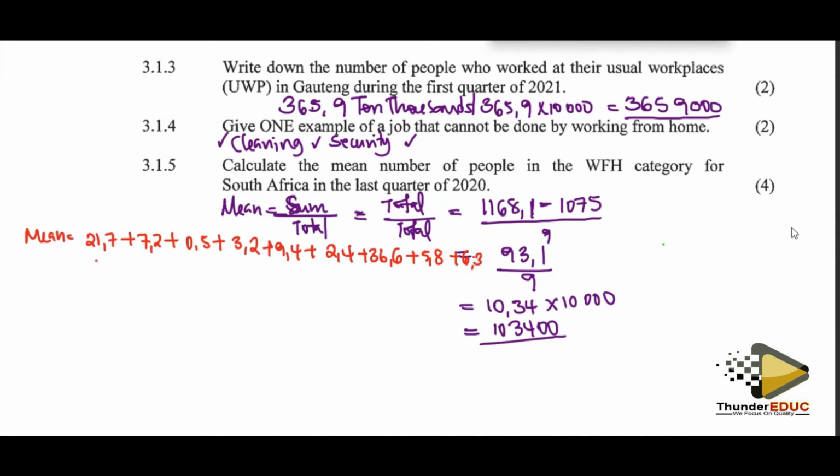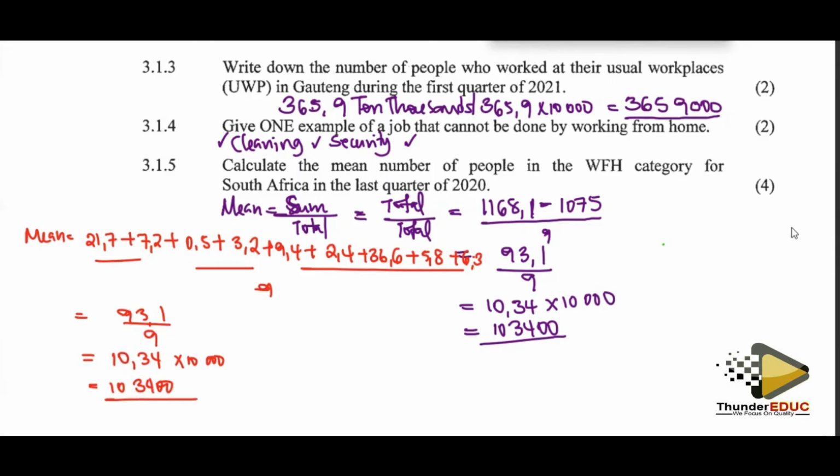So you add everything up, you divide by 9, and when you add everything up you will get 93, so you get your answer as 10.34. Also multiply by 10,000, and you get the answer as that much. These are the people that we're looking at.